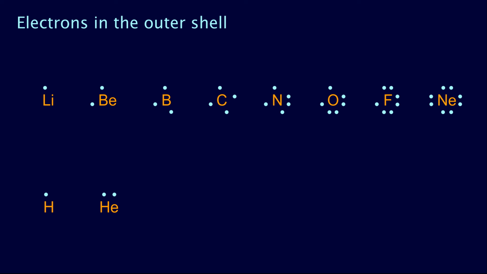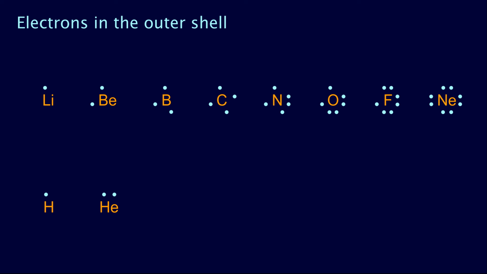In the case of lithium, we are looking only at the second shell now, so there's only 1 dot, because in the second shell there's only 1 electron. Lithium has 3 electrons, but the first and the second of these 3 electrons are located in the 1s orbital, and this is not part of the outer shell in the case of lithium. In a similar way, beryllium has 2 electrons, boron has 3 electrons, and so on.